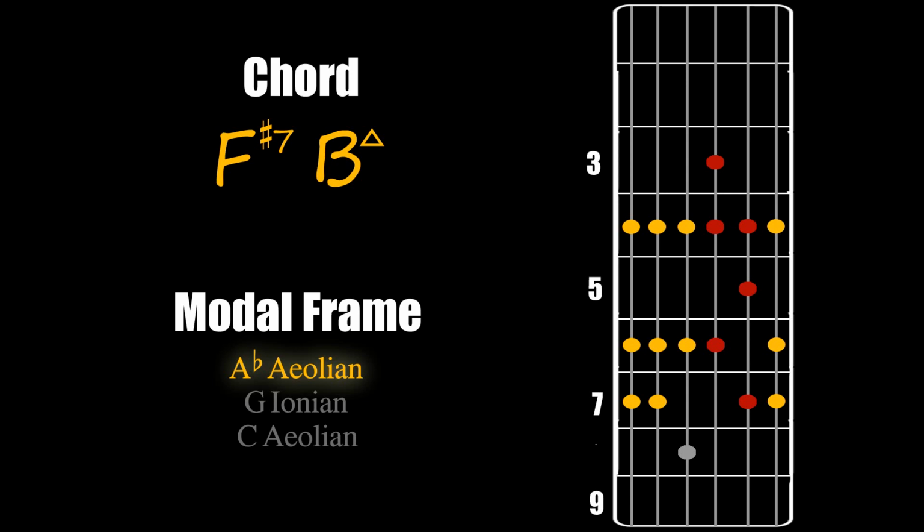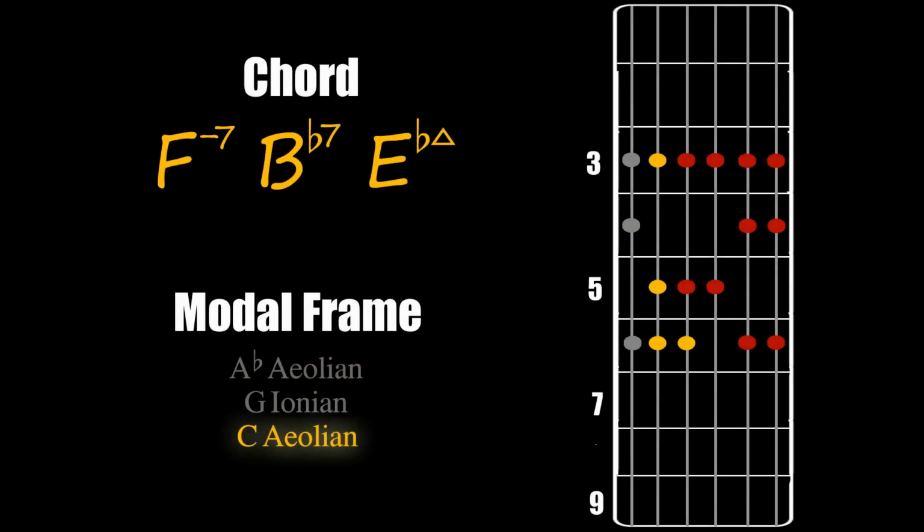once again, we'll go back to A flat Aeolian to satisfy those chords. Finally, for F minor, B flat 7, E flat major, we go back to C Aeolian, again using the framework of C Aeolian to pick out the target tones that represent that E flat major sound. We're still only using 3 modes here, and we're almost done with the form.